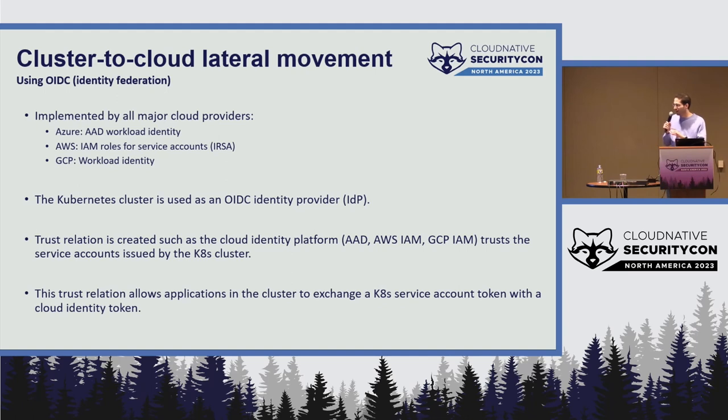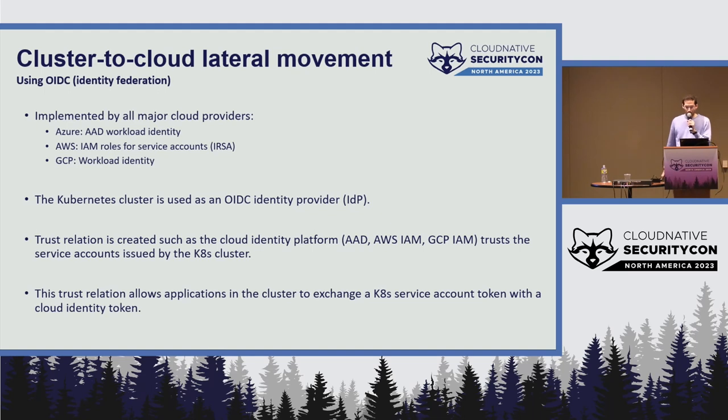Thanks, Ram. So now we'll move to the last method in which pods in the cluster can authenticate with the cloud, and it is based on OIDC, or OpenID Connect. This method is implemented by all major cloud providers: Azure, AWS, and GCP. Here you can see what each cloud provider calls this feature. In Azure, it's AAD Workload Identity. In AWS, it's IRSA, and in GCP, it's Workload Identity.